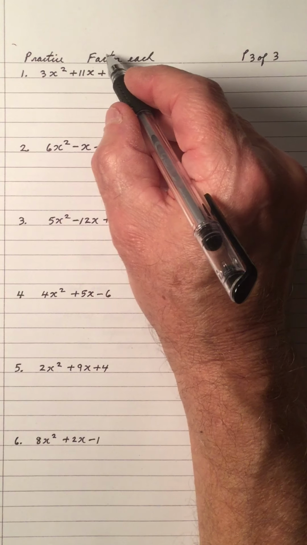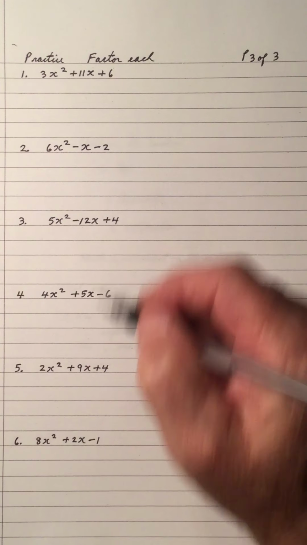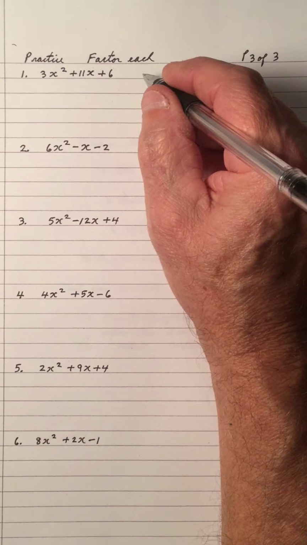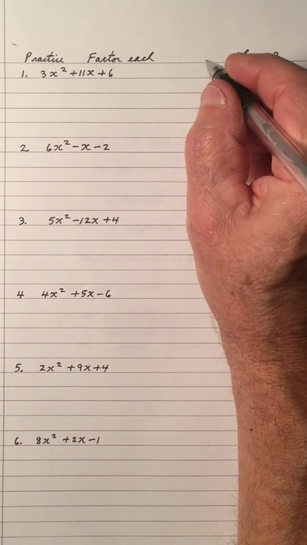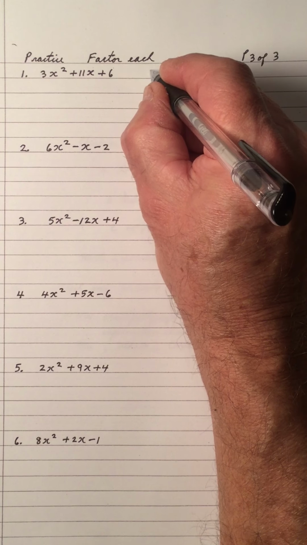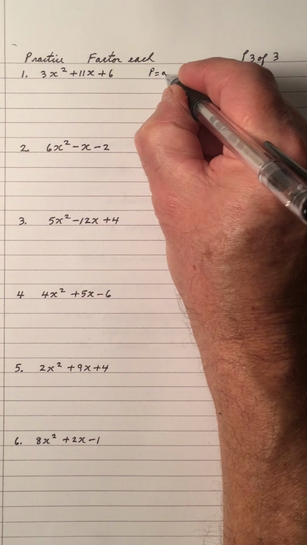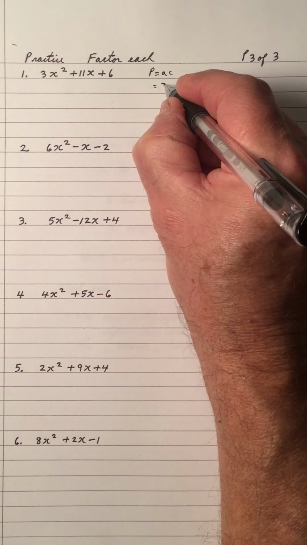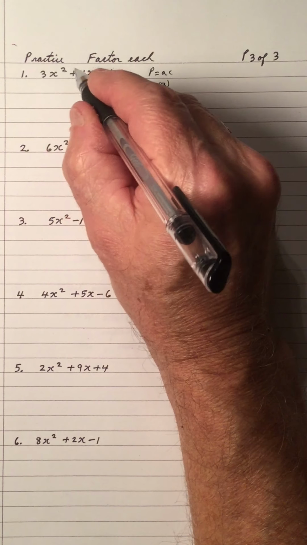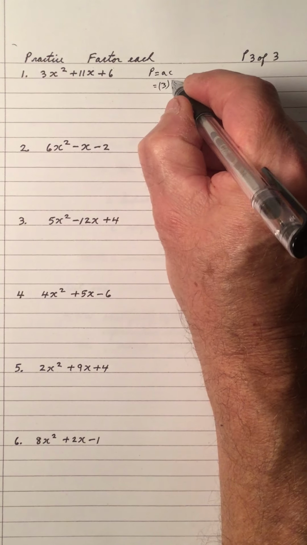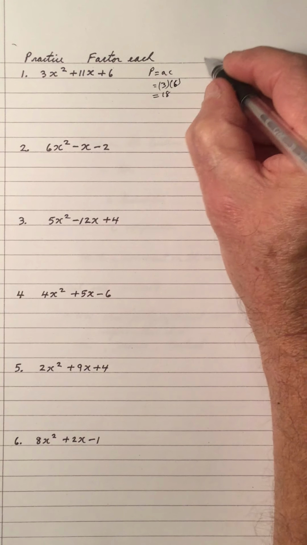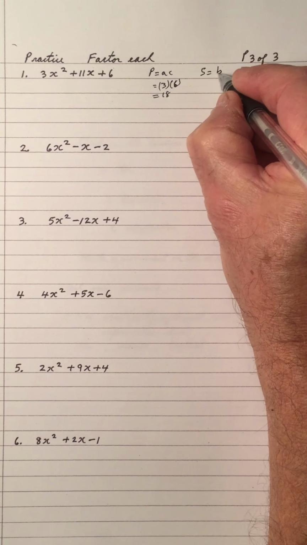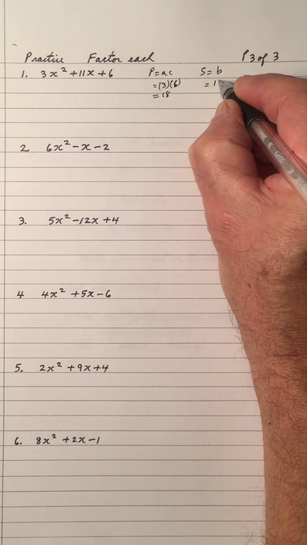Okay, practice. Practice means you got 6 to do on your own, and I will do them for you. But if you could pause the video and work out these ahead to see if you can get them right, be my guest. The product is A times C, so that's a 3. That's an A, that's a B, and that's a C. So it's 3 times 6 is 18. The sum is B, and that's 11.